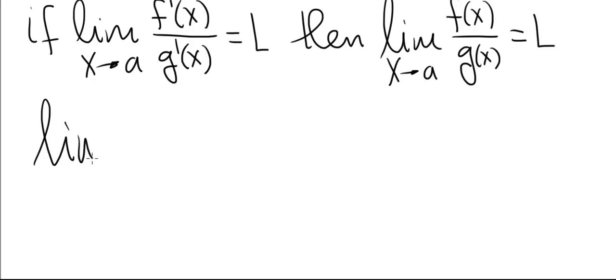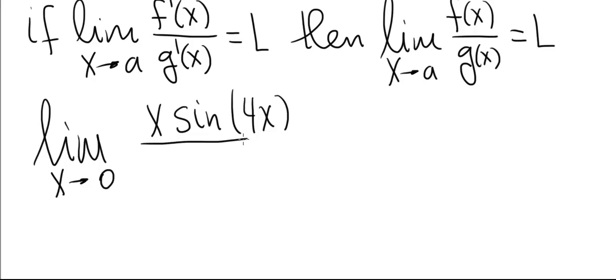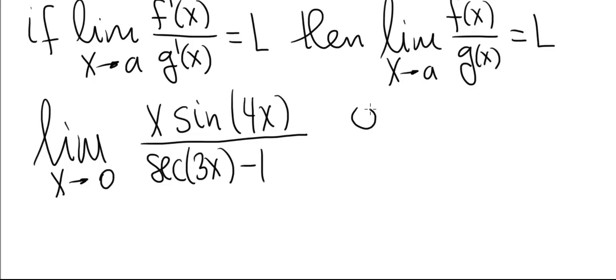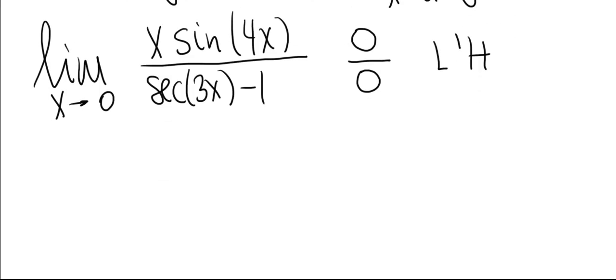Okay, so let's look at an example. The limit as x approaches 0 of x times sine of 4x divided by secant of 3x minus 1. As x approaches 0, clearly the numerator goes to 0, and recall that secant of 0 is 1, so the denominator also approaches 0, and we have the indeterminate form 0 over 0. So we can apply L'Hopital's rule here, and that means we look at the derivative of the numerator and the derivative of the denominator and take the limit of the quotient of those two.